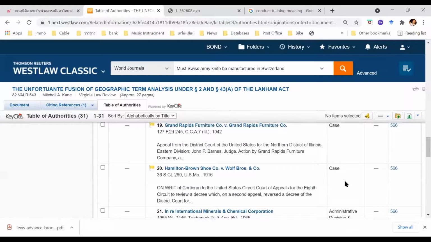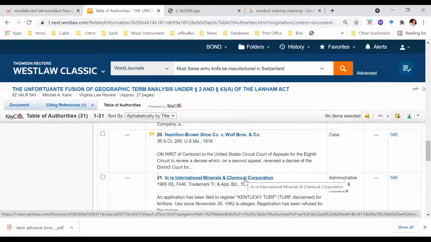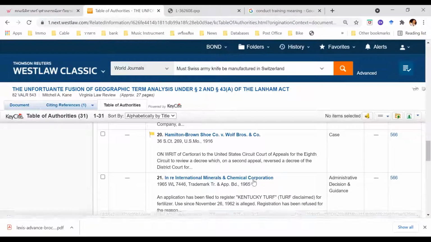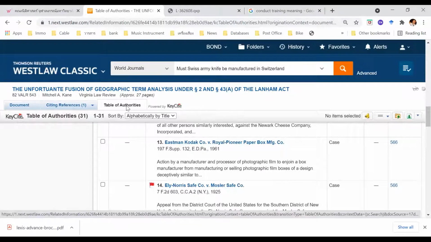So like I told you earlier, if you want to link to the primary source, it's really very easy for you to get through the reference and get into the case that this article cited. So this we call the table of authorities.